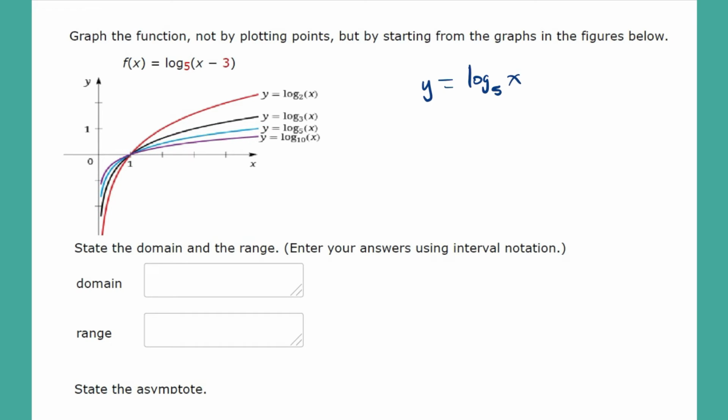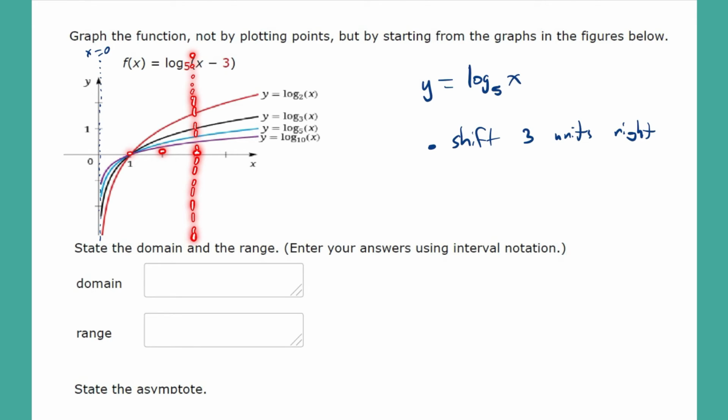And if you recall from, I forget what section, but that -3 means that you're going to shift 3 units to the right. Shift 3 units right. So there is an asymptote right on the y-axis. X equal to 0 is our asymptote. But since we're shifting 3 units to the right, the asymptote is also going to shift 3 units to the right. So it's going to go 1, 2, 3. So our new asymptote would be right at 3.